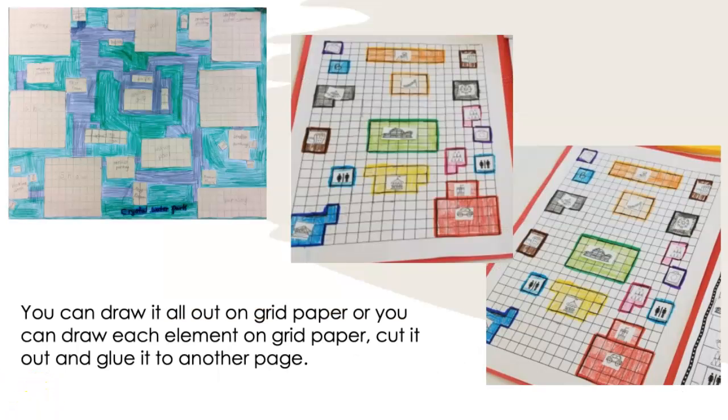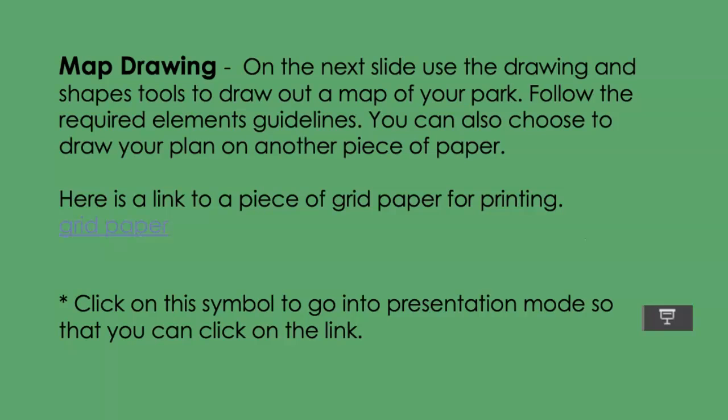Right here, when you are ready to draw out your map, you can draw it on grid paper that you can print from this PowerPoint, or you can draw it in the PowerPoint, or you can do it like this where you cut out each piece and glue it onto another piece of paper. Here, this is just telling you that on the next page, there's a grid paper for you to draw on. Or if you go into presentation mode by clicking on that symbol down on the bottom, you can click here on grid paper and you can get a piece of grid paper that you can print if you want to draw it in your house.